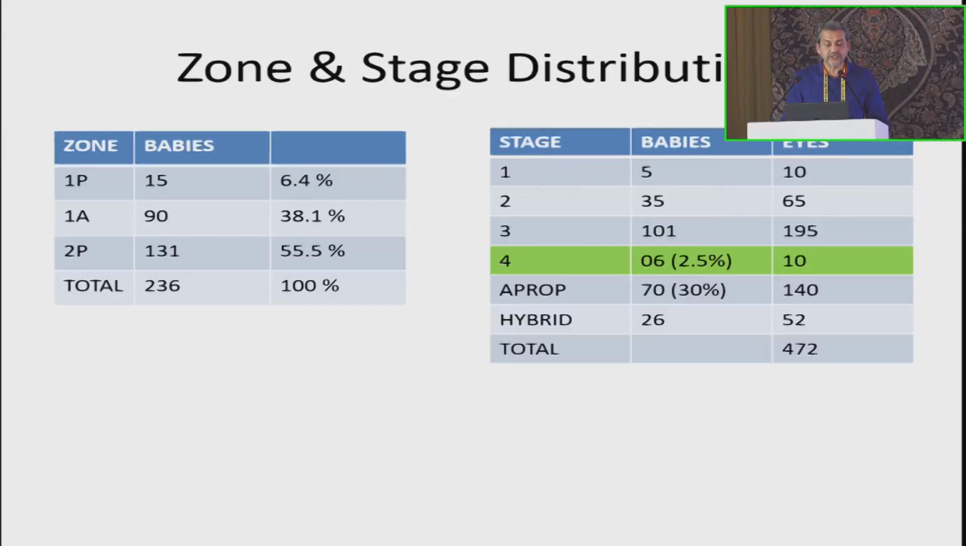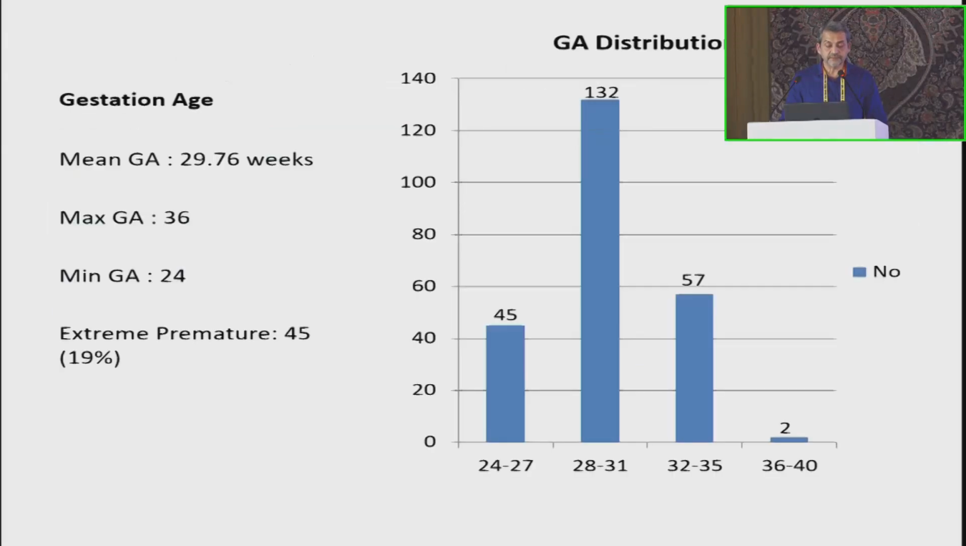This is the zone and stage distribution. Most of the babies are in zone 2B, but in our study a large number of babies are also in zone 1, which is about 44%. And again, this subgroup has a very large number of AROP babies, which is approximately 30%. This is a very different cohort from other published studies.